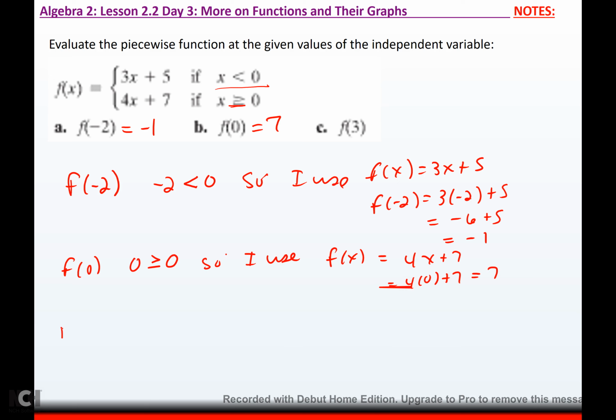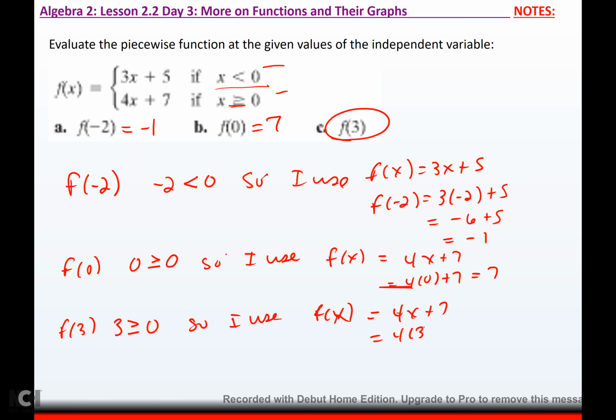To find f of 3, I see where 3 falls, here or here. Well, 3 is greater than or equal to 0, so I use f of x equals 4x plus 7, which is 4 times 3 plus 7, which is 12 plus 7, which is 19. These are kind of like the directions on when do you use this and when do you use this.